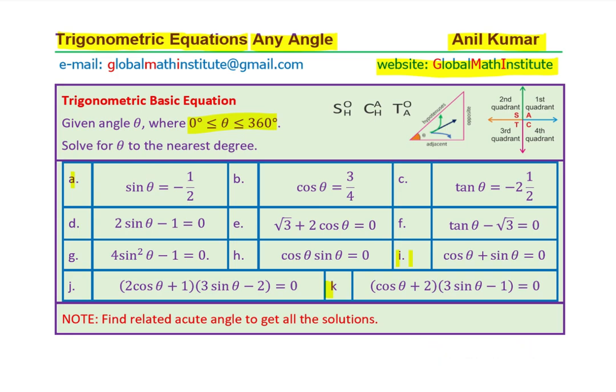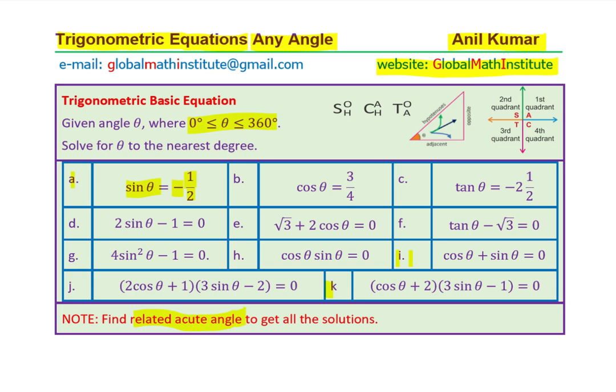As you understand, sine theta equals minus half will actually have two solutions within the interval 0 to 360 degrees. If you use a calculator, you get only one solution. So the problem is, how do we find both the solutions? And as you know, the solution is simple. Find the related acute angle and then work out both the solutions.